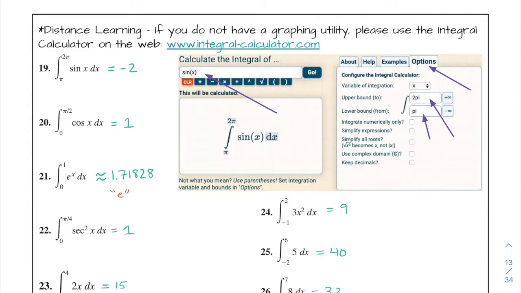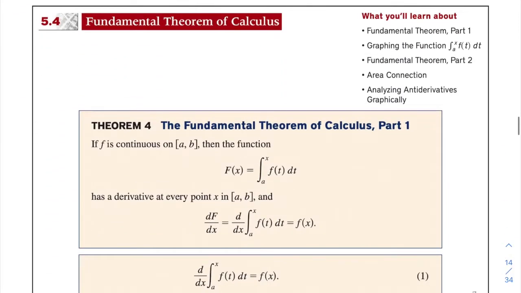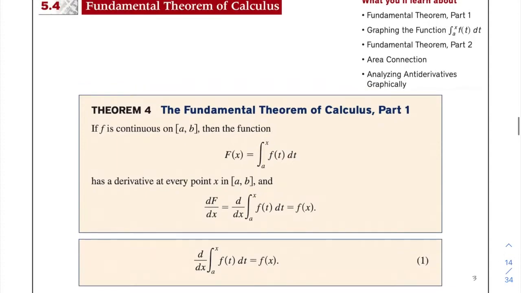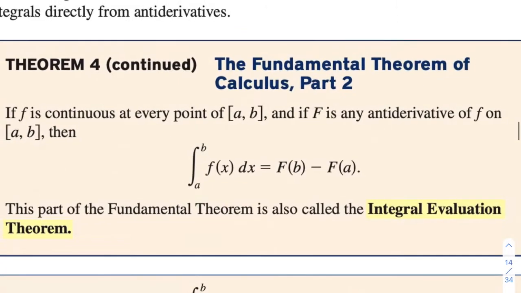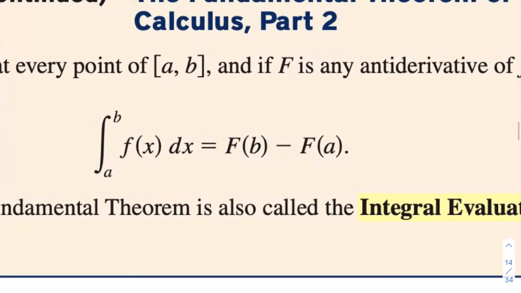Okay. Now let's start our last lesson. The fundamental theorem of calculus truly has two parts, but we're going to focus on the specific part with a definite integral. So let's go to the fundamental theorem of calculus part 2. The integral from a to b of a function with respect to x is equal to the antiderivative evaluated at b minus the antiderivative evaluated at a.